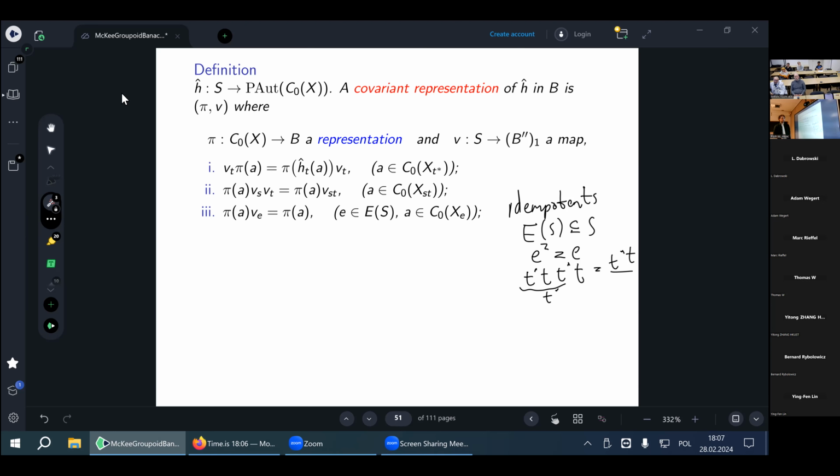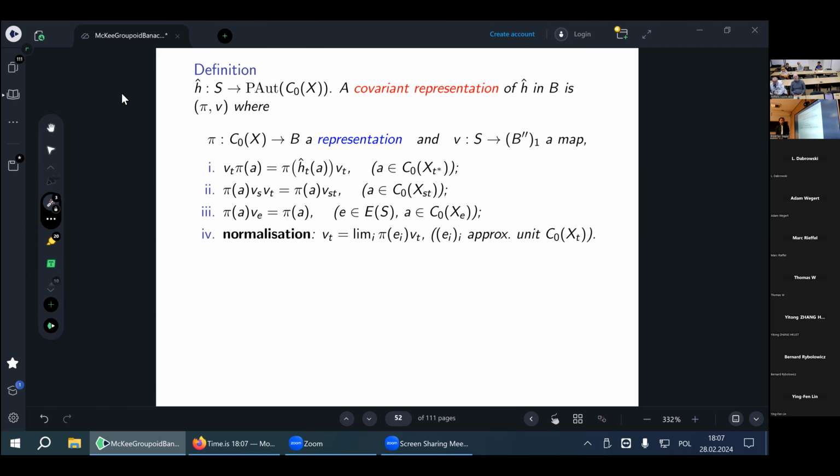And if we think of VT as we want it to be a partial isometry, then V of an idempotent, VE, should be like a projection. Somehow that's reflected here. But there are two projections, because there's a range and a source projection. I didn't mention that, but I'm not worried about that.